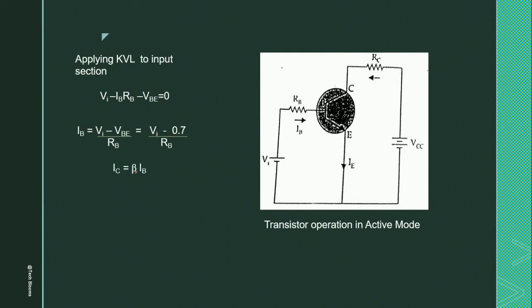And we know that IC is equal to beta times IB, and this expression is obtained from the output KVL. Now while applying the output KVL, you have VCC minus IC RC minus VC, that is the collector voltage. So by rearranging the terms, we get VC equal to VCC minus IC RC.